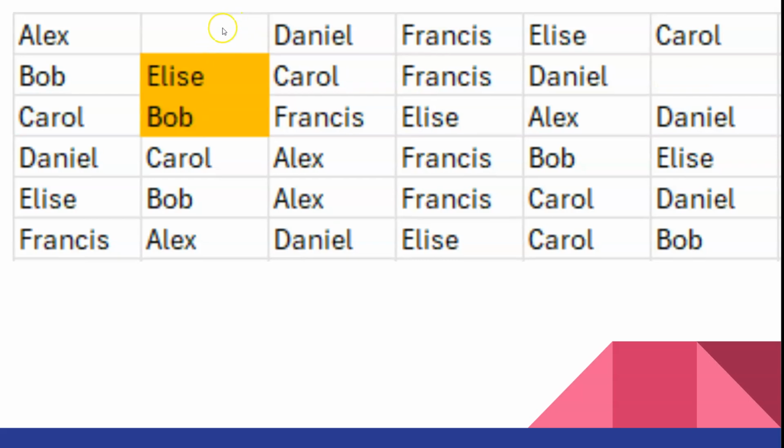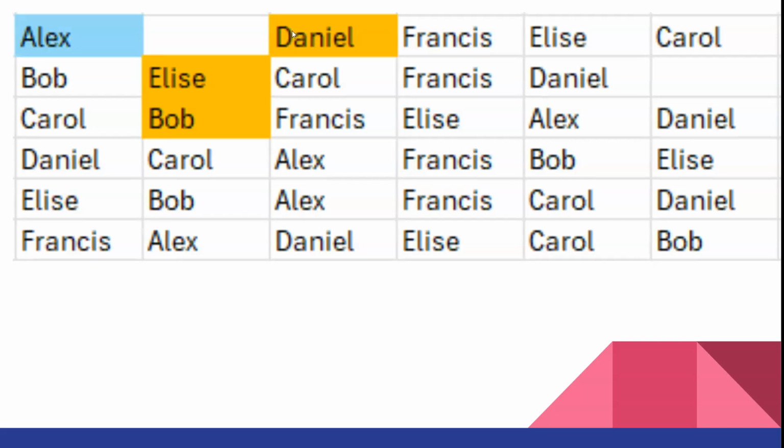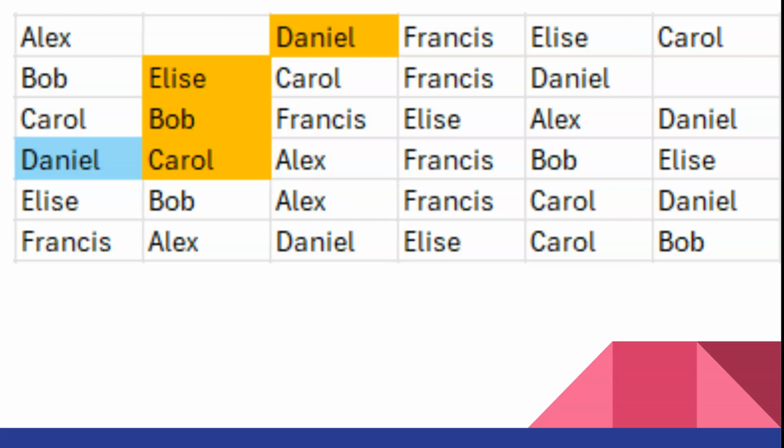So we remove Bob from Alex's list, and now Alex hasn't made a proposal. So we must make Alex propose to the next highest person on his list, so to Daniel. Since Daniel has no proposal, this proposal will stand. And now we go to Daniel. Daniel will propose to Carol, and since Carol has no other proposal, this proposal will stand.